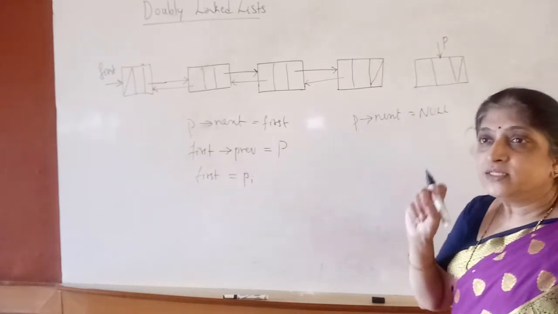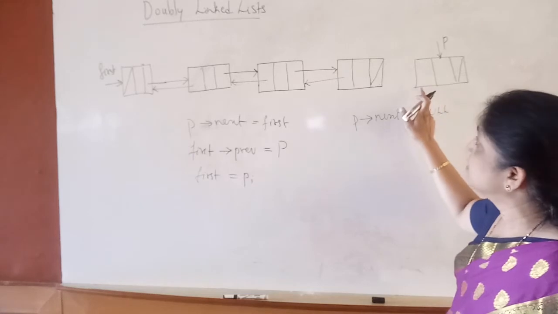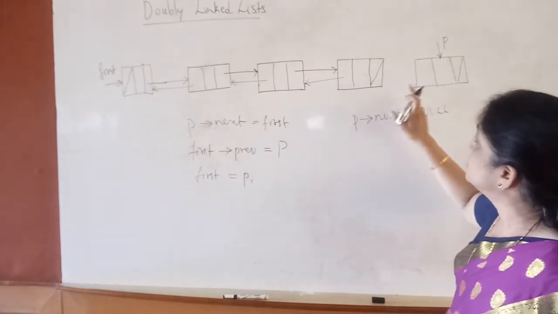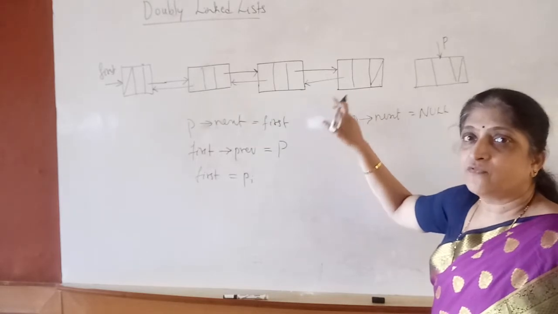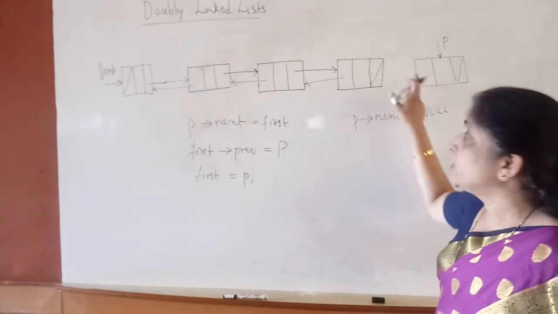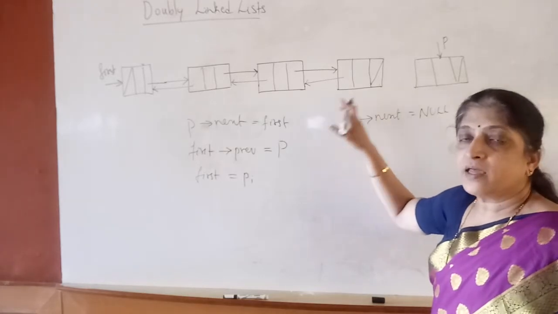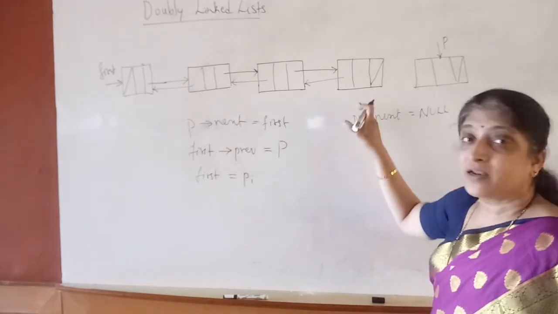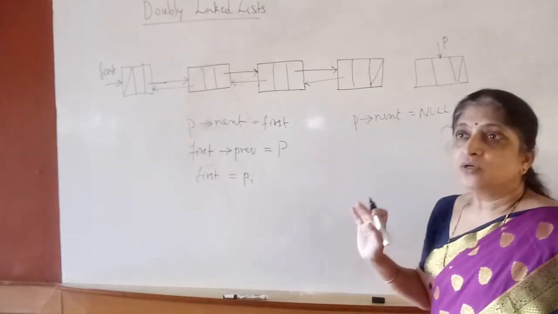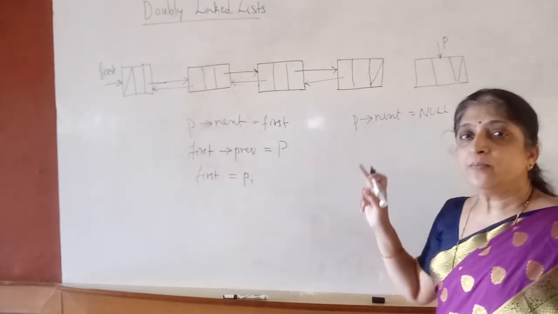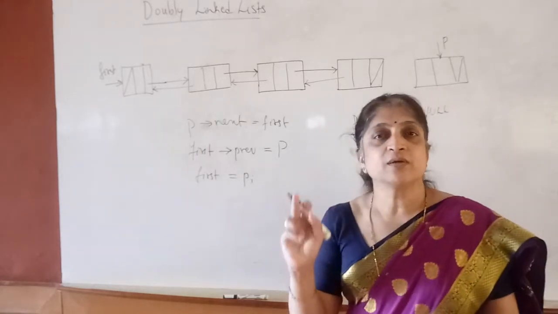Then to insert it at the end of the list, I have to make the pointer of the last node, that is the next link field of the last node, point to the new node. How do I get a pointer to this? Currently I do not have any pointer to the current last node in the list. So I have to traverse from the beginning of the list. For traversing, I should not change the first pointer.